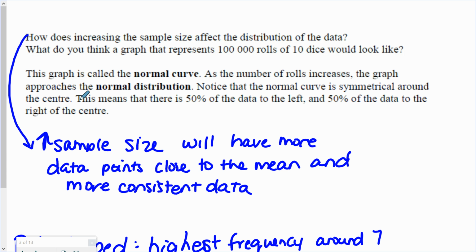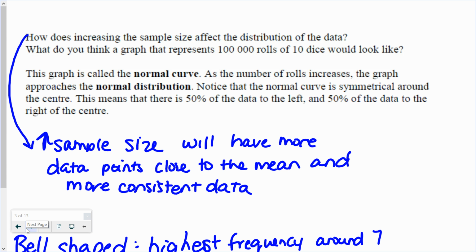Notice that the normal curve is symmetrical around the center. This means that 50% of the data is to the left of the mean and 50% of the data is to the right of the mean, or the center, I guess is how I'm defining it there. So that's a normal distribution.